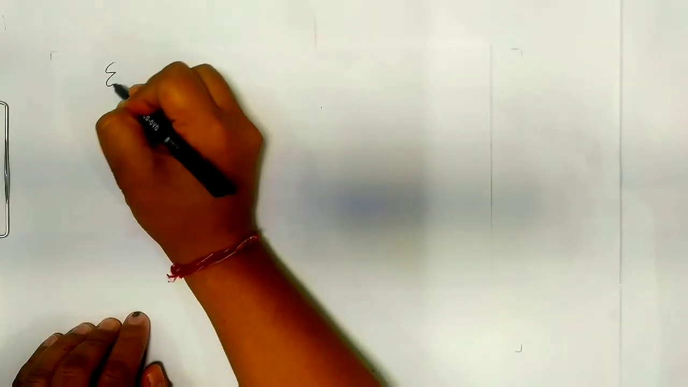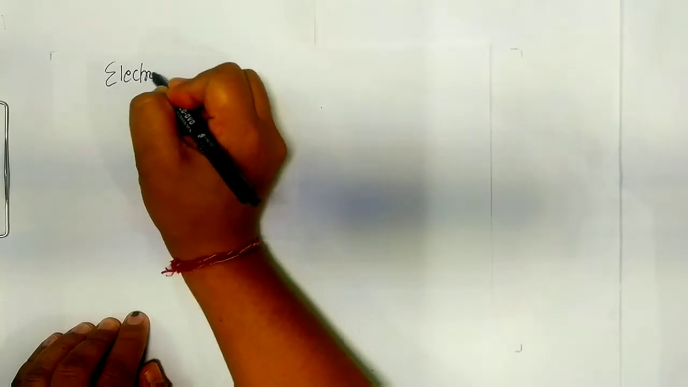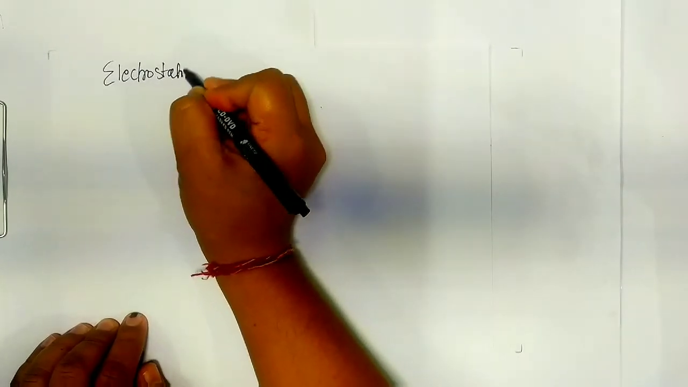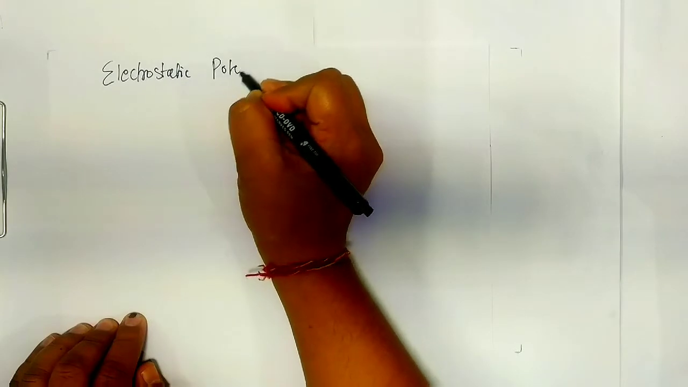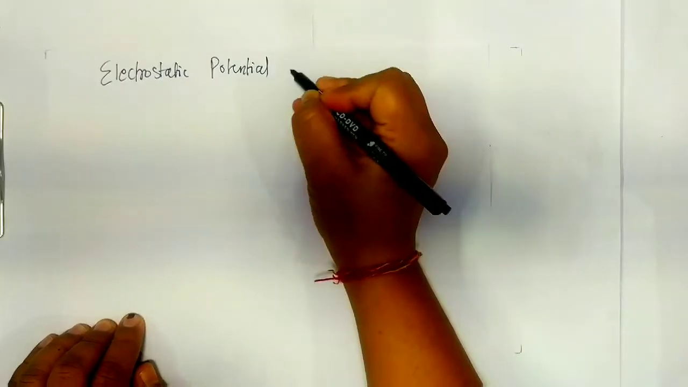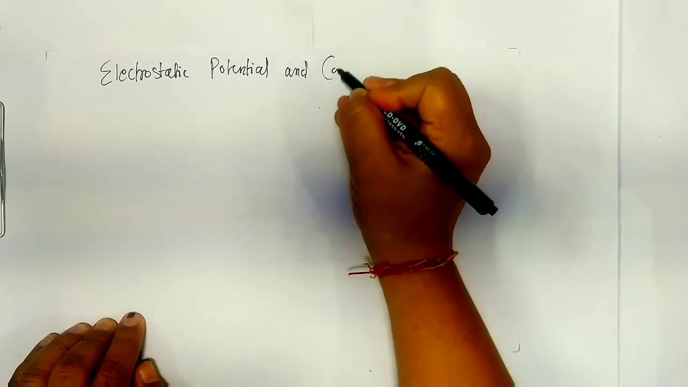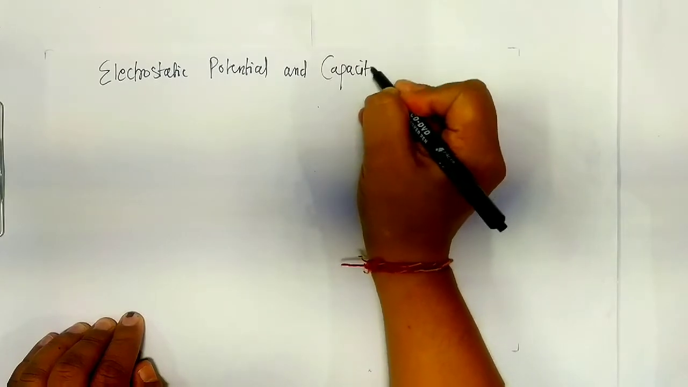We will start with the chapter electrostatic potential and capacitance. Now this is the second chapter of the NCERT book. So the chapter is electrostatic potential and capacitance.